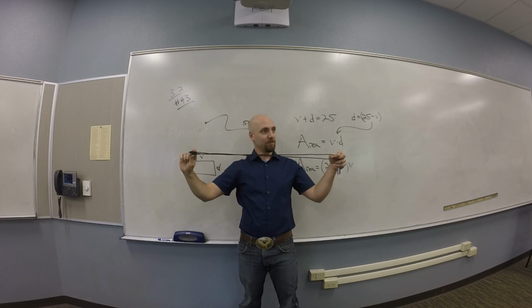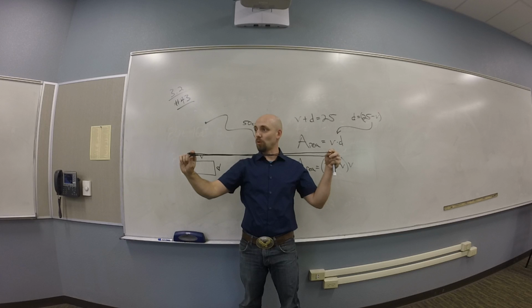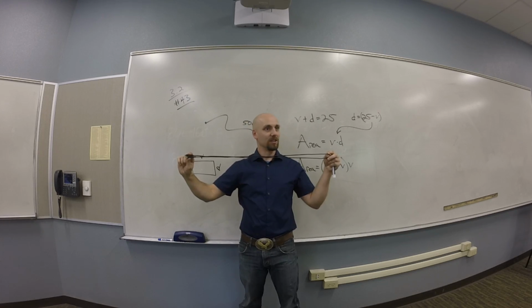What's this one coming from? x is 25. Yeah, that's when d is 0, when v is 25, right? Because it's out and then back. 25. You guys see that? Yeah. Both of those are 0 areas, right?